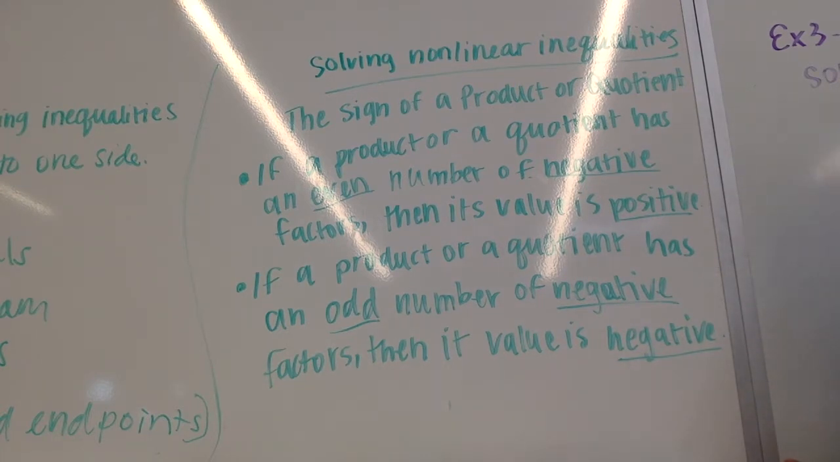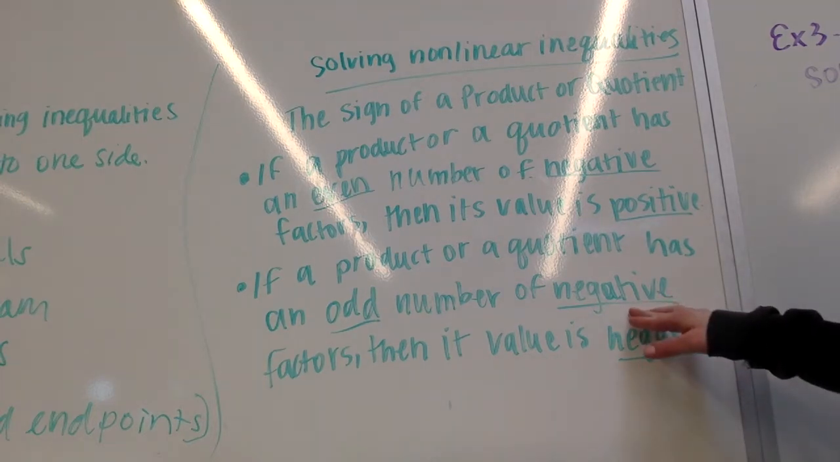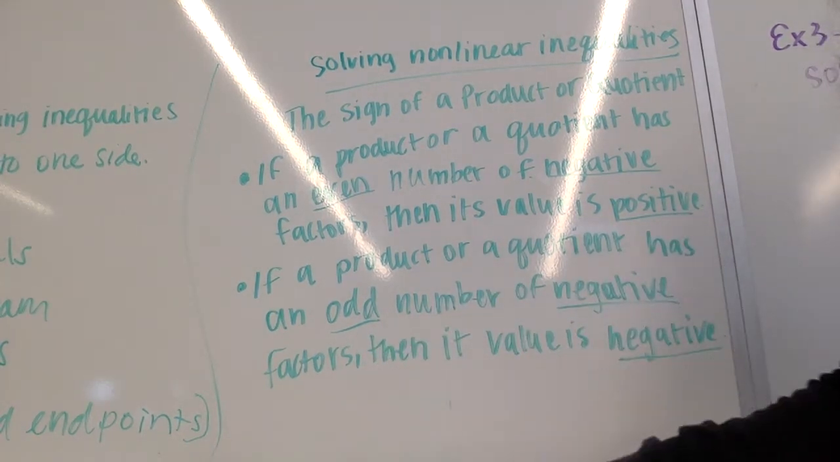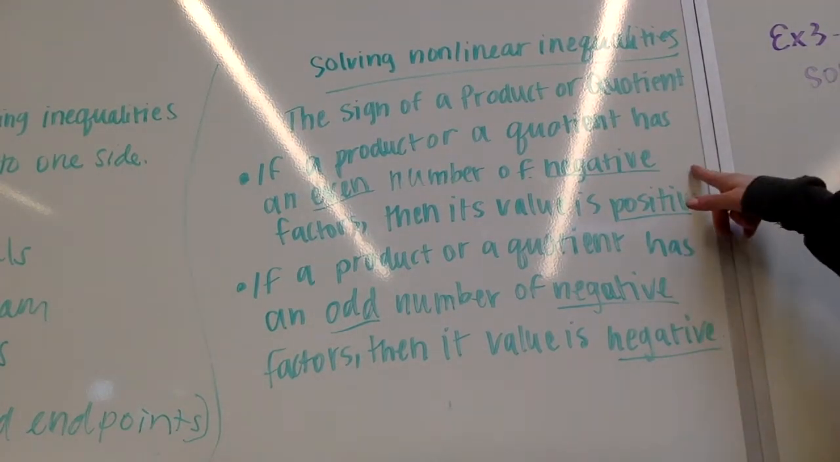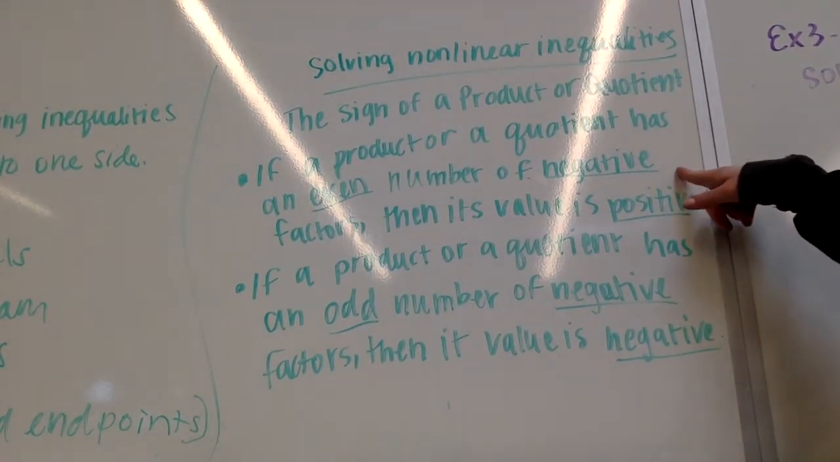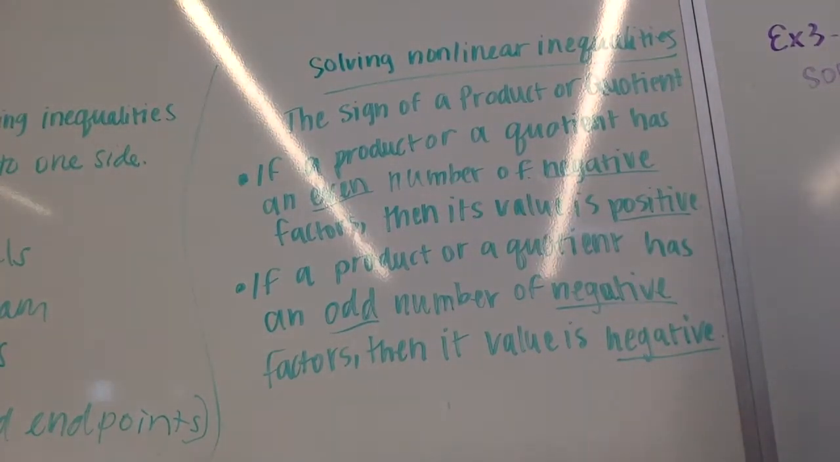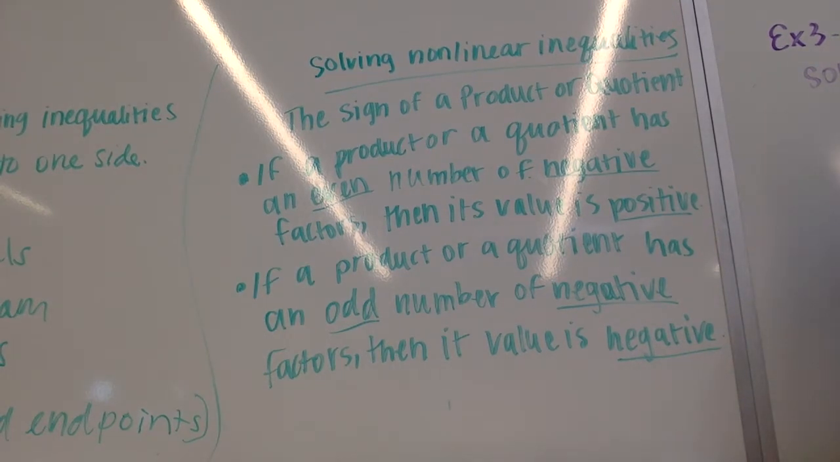If a product or quotient has an odd number of negative factors, then its value is negative. Okay? That kind of makes sense because if you multiply negative numbers times each other an odd amount of times, the answer always comes out negative. And up here, the first one, if you multiply negative numbers an even amount of times, you always come out with a positive value answer. Okay, so we are going to put this into practice and it will make much more sense.